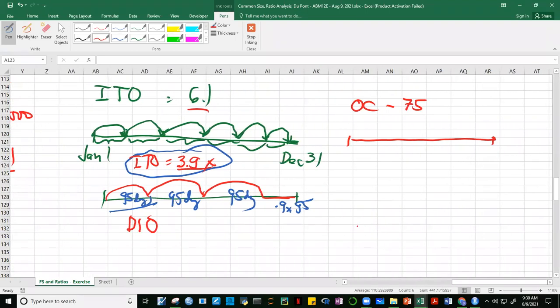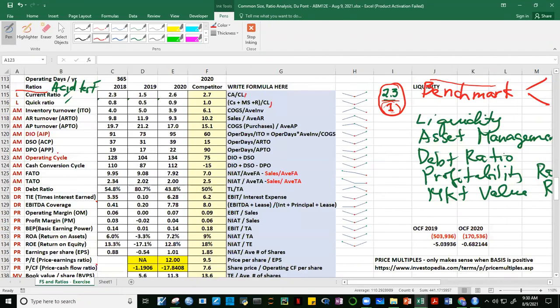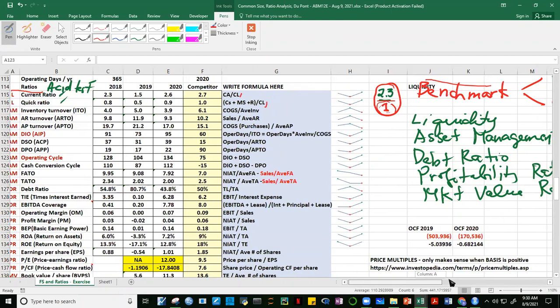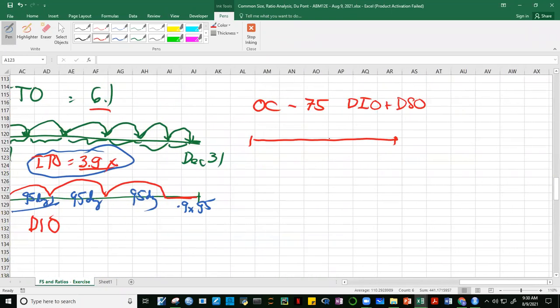Well, it's your DIO plus DSO, right? DIO, days inventory outstanding, plus days sales outstanding, or AIP, average inventory period, plus your average collection period. Those are just other names for your DIO and your DSO. It means that it takes the company 75 days to buy raw materials, convert to finished product, sell the goods, and then collect. So this is 75 days.